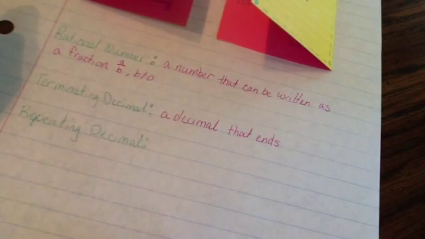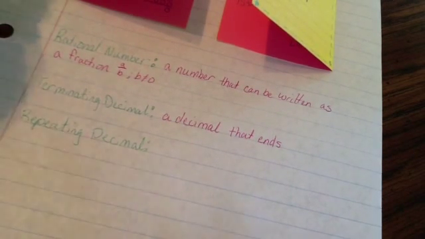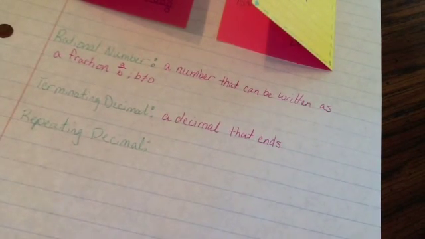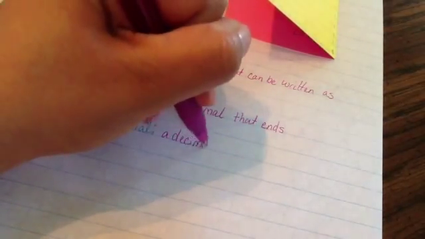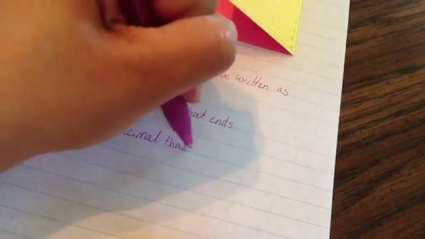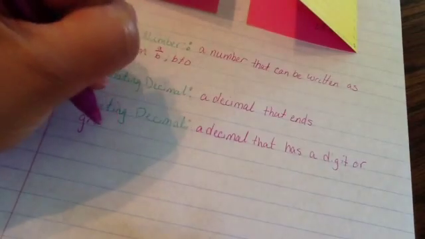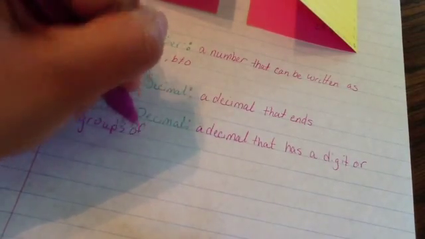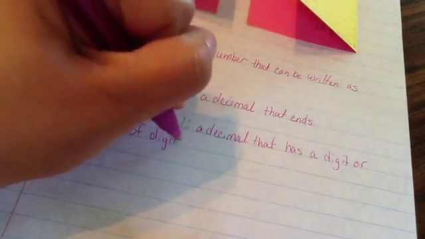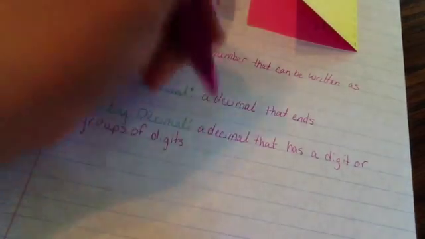But a repeating decimal is a decimal expansion that repeats the same number, or it can actually even be a group of numbers. So let's write this: a decimal that has a digit or groups of digits that repeat indefinitely.